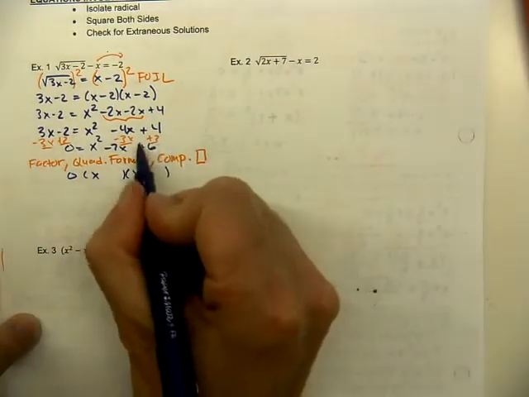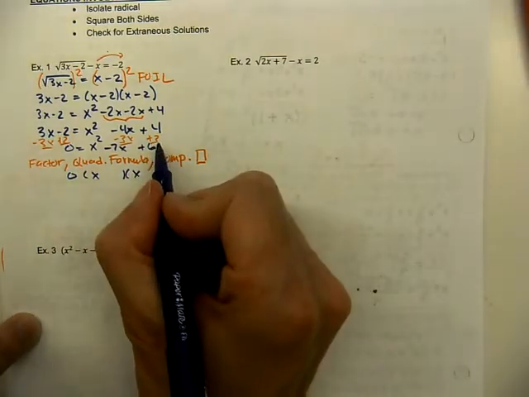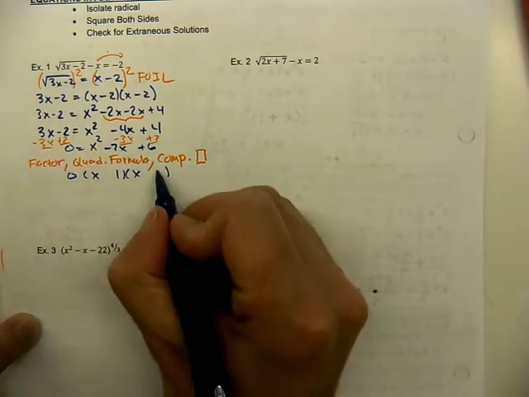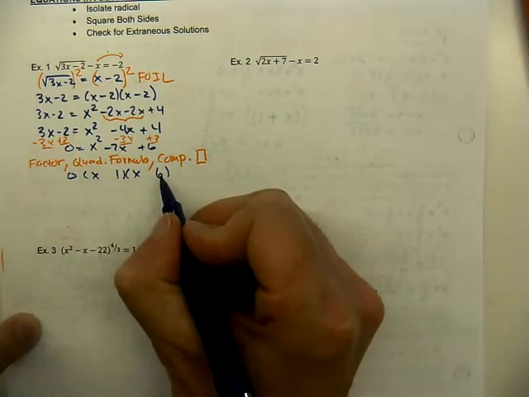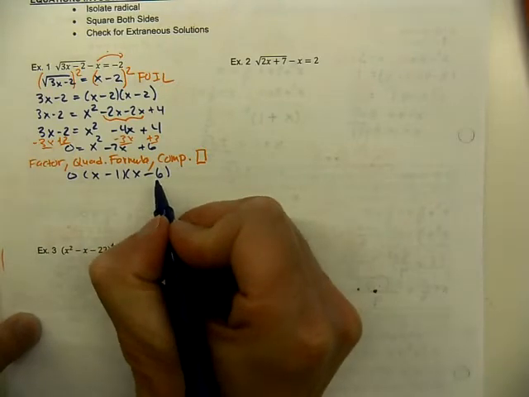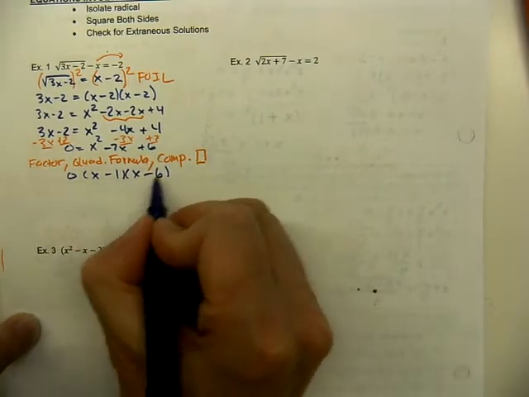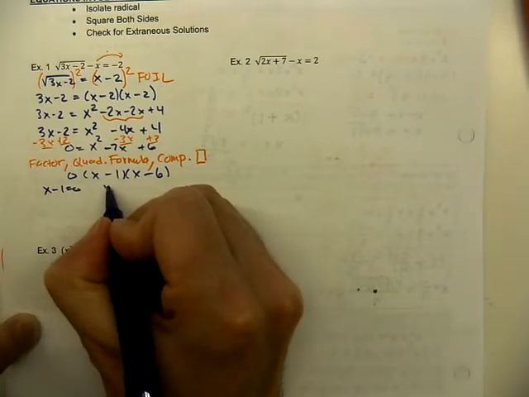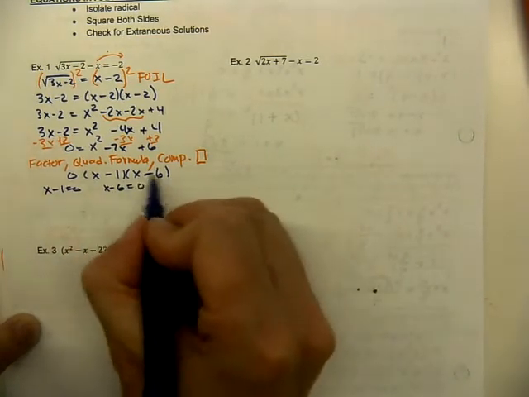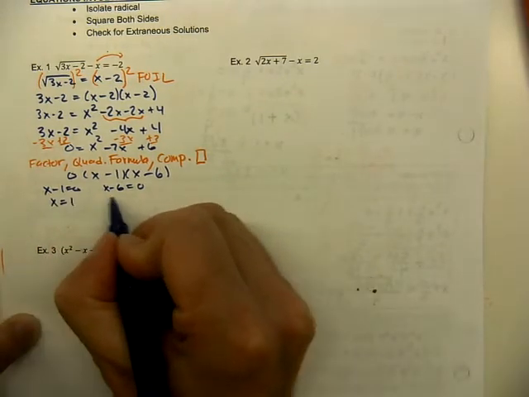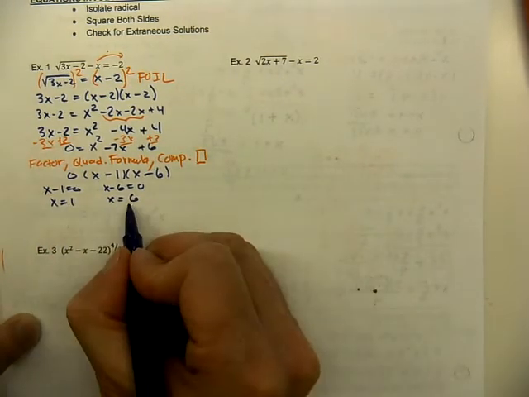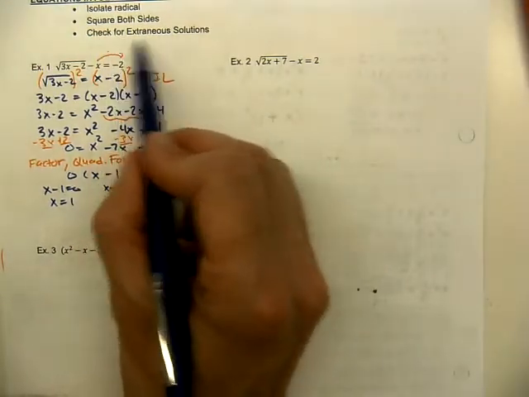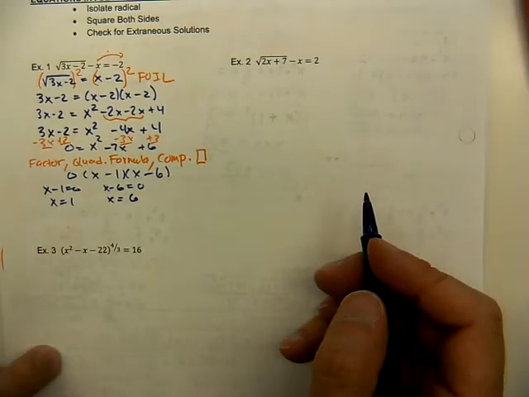We want factors of positive 6. So 2 times 3 does not work because 2 plus 3 doesn't give us the 7 that we need. We want factors of 1 and 6, making them both negative. So we multiply to a positive 6, but they add to that negative 7. So we have x minus 1 equals 0 and x minus 6 equals 0. As we separate those factors, setting them each equal to their own 0, creating these little mini equations, we have two answers. Or do we? We have to check for extraneous solutions to see if any of these fail the test.